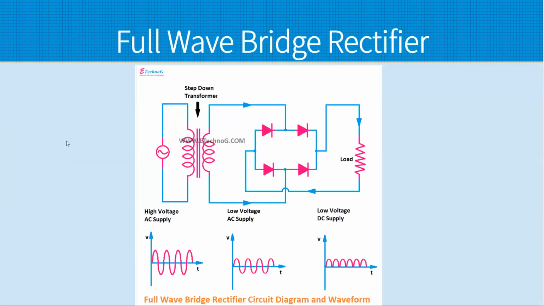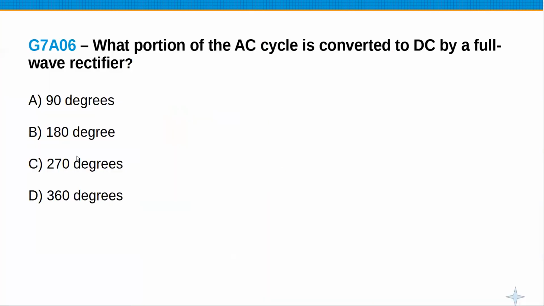Then we have a full wave bridge rectifier, which behaves the same. The difference is it takes 4 diodes, and we're back to a non-center tap transformer. So this could still be a 12 volt transformer, and we get 12 volts out at twice the frequency. What portion of the AC cycle is converted to DC by a full wave rectifier?